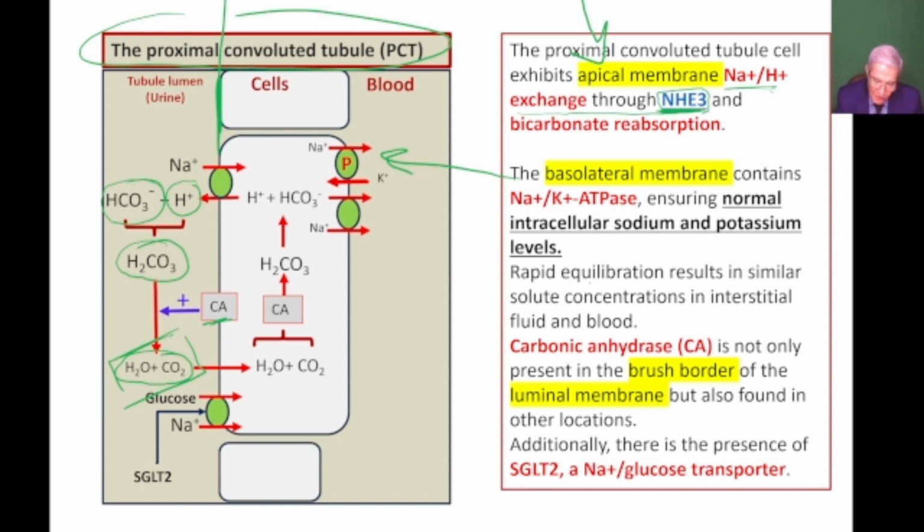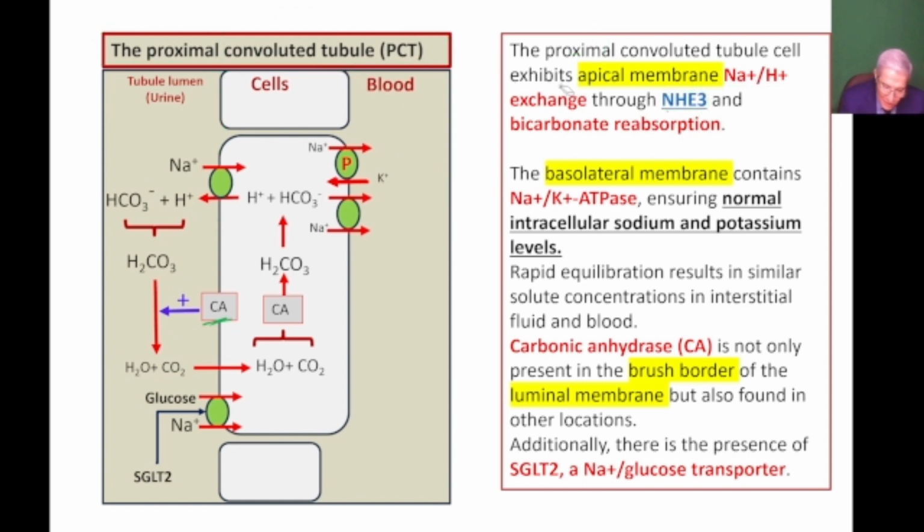So what we have here is rapid equilibration, resulting in similar solute concentration in the interstitial fluid and blood. The main function of this process is to be sure we maintain the balance between the blood and urine, the balance in the solutes, the electrolytes and water. We need the balance. We have an exchanger and we have a pump. This is a very important point.